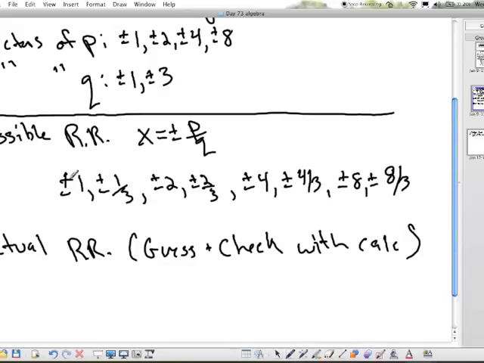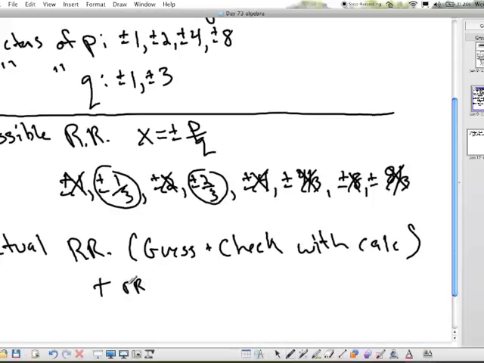So it's not going to be 1, it's not going to be 2, not going to be 4, not going to be 8, 8/3, 4/3. So now we're down to 1/3 and 2/3. So it's positive rational root only.